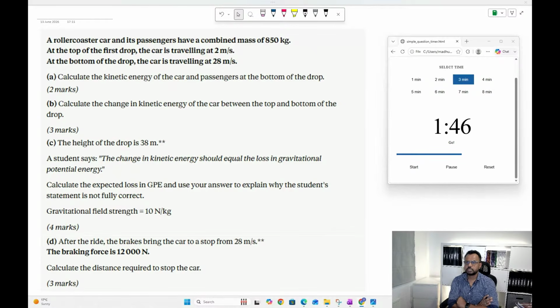So this one is a slightly challenging question because it talks about not just simple energy calculations, but it talks about energy transfers, how it goes from one form to another and all that stuff.